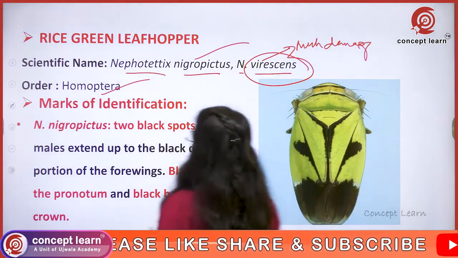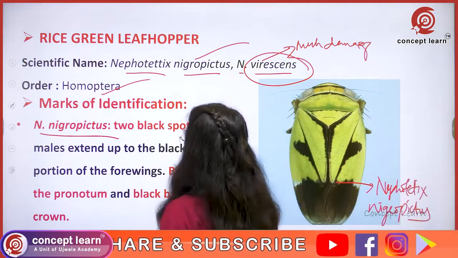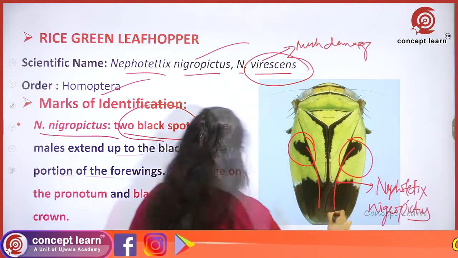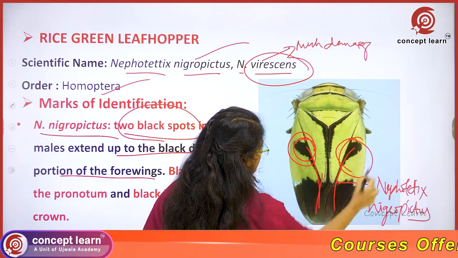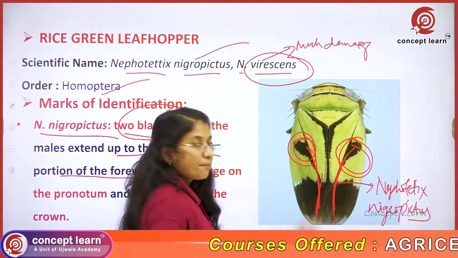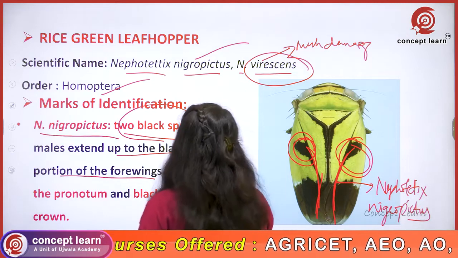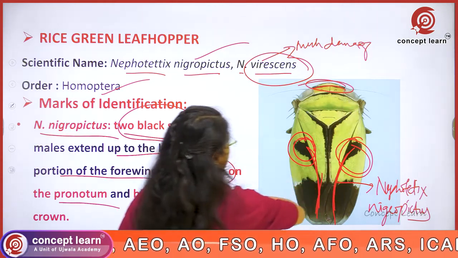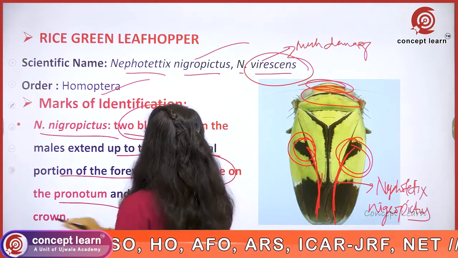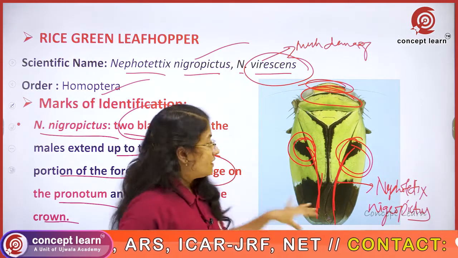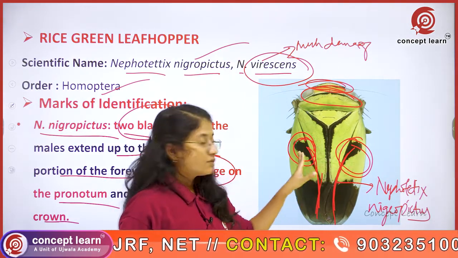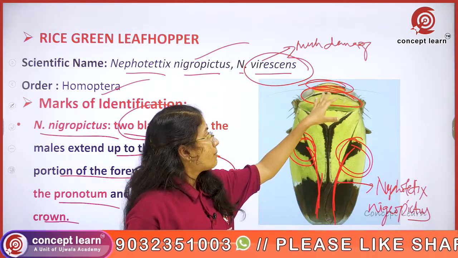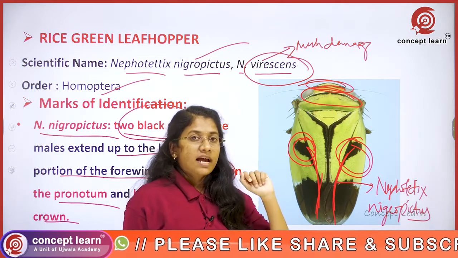Here, this is regarding Nephotettix nigropictus. There are usually two black spots here, which are extending towards the back portion of the forewings, and you will also have a black tinge on the pronotum, and even a black colored band is present upon the crown. So within nigropictus, we have two black spots on the forewings extending towards the back portion like this, a black tinge on the pronotum, and a black band upon the crown.